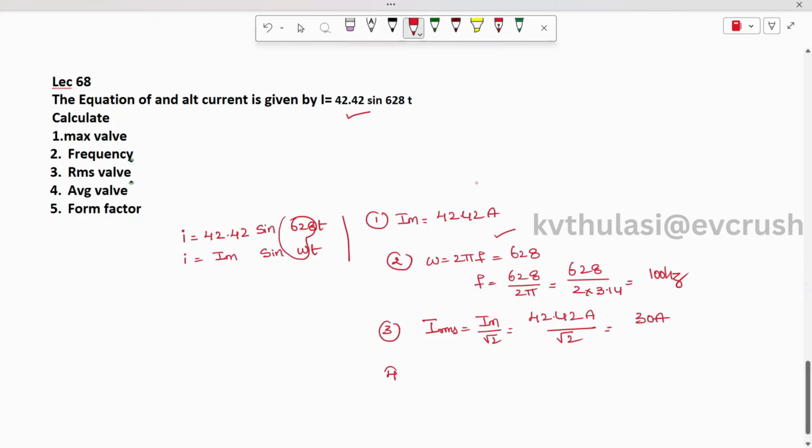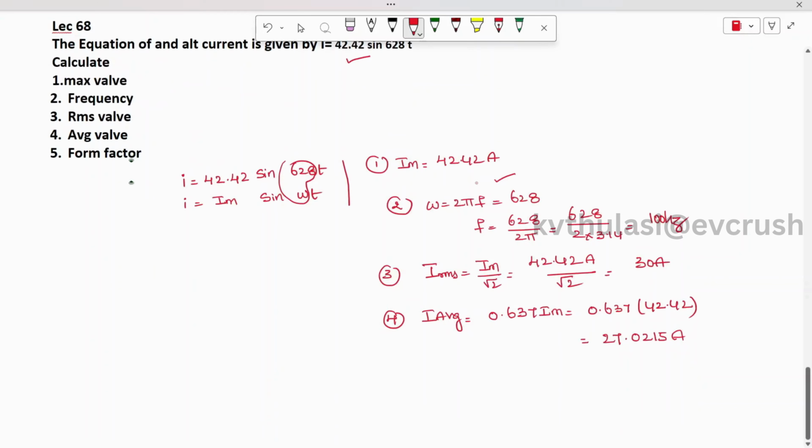The fourth bit is nothing but the average value. So average value is equal to 2 I m by pi, that is 0.637 I m, that is equal to 0.637 into 42.42. When you multiply it, this is 27.0215 amperes.